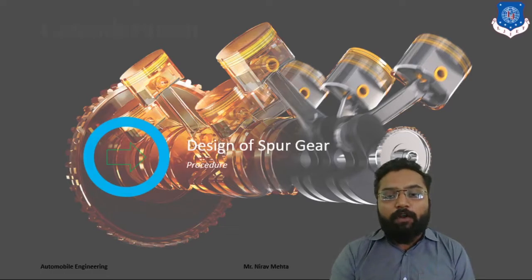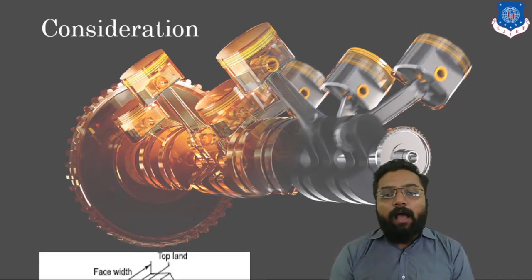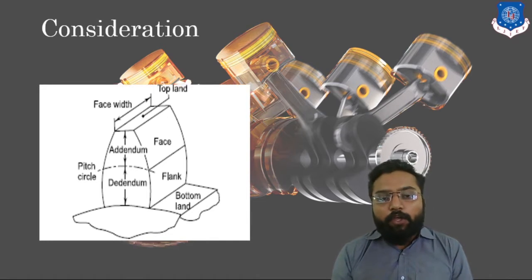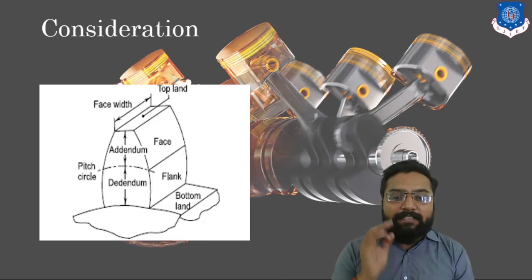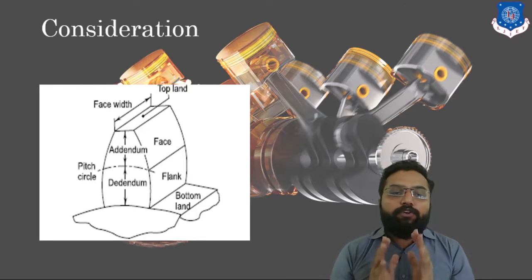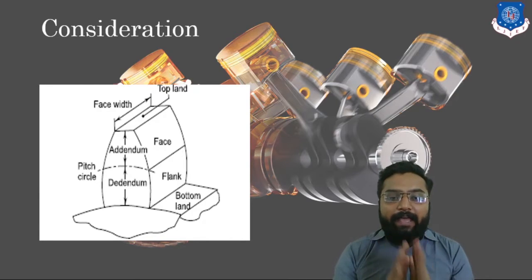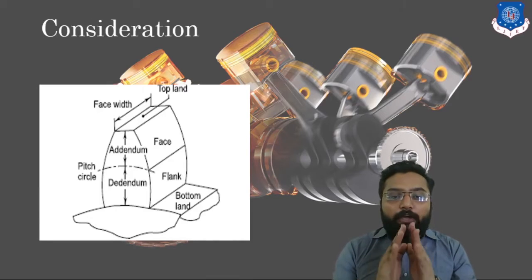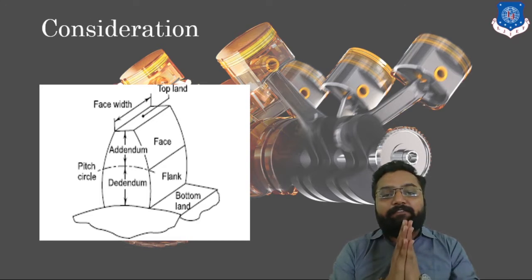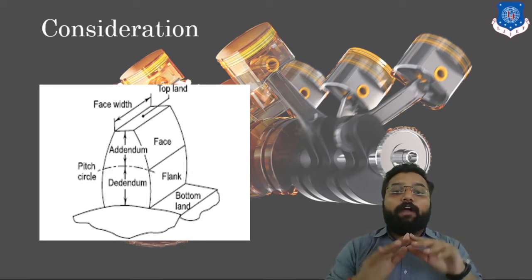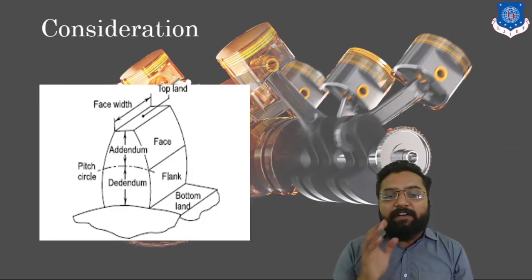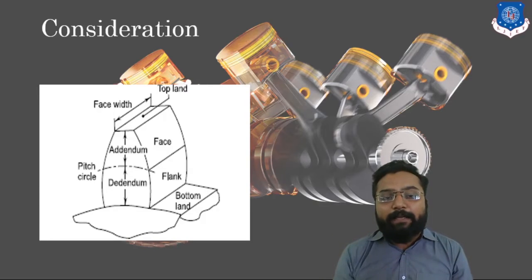First of all, we have to consider our teeth as our basic element. In case of designing our gear, we should consider the tooth as our basic element and design that single tooth, and then we are going to replicate this for our whole gear. So first of all, we should know about different geometrical aspects of our teeth.